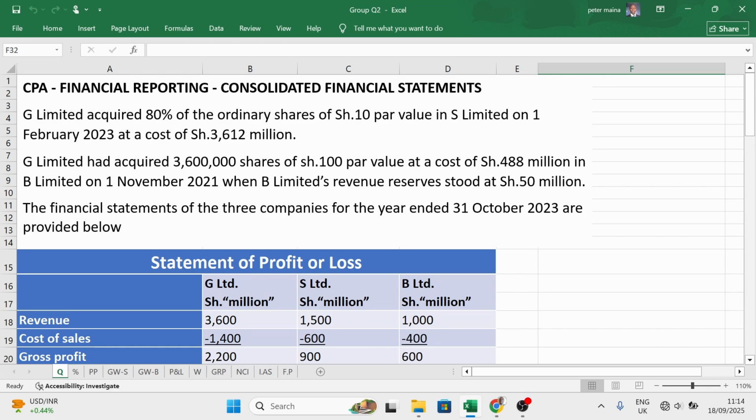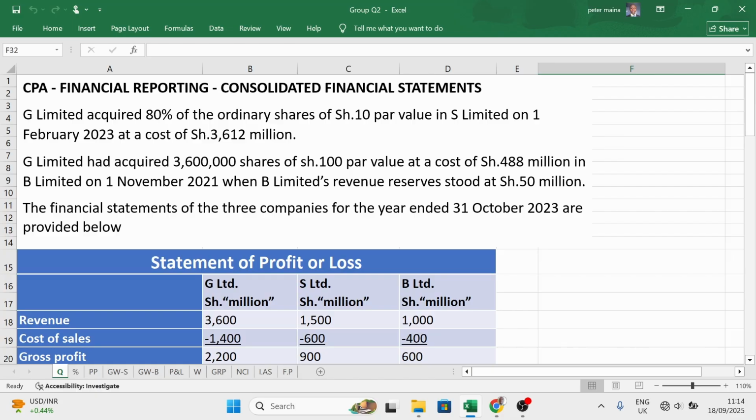So from these 2 points, you can see that in the first one we are given the percentage of holding, 80%, which means that S Limited, the company being acquired, is going to be a subsidiary. And G Limited, the company that is acquiring, is going to be the parent company. So this is the cost of acquisition of the subsidiary, and the date of acquisition is 1st February 2023.